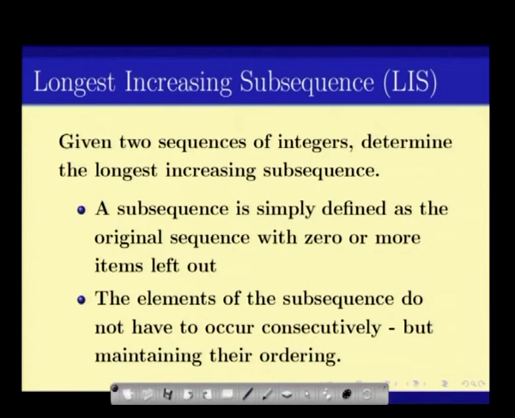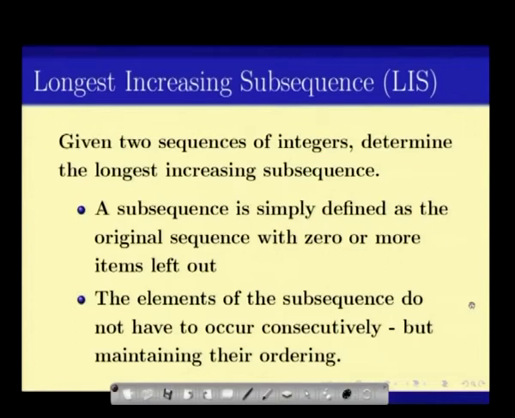The idea is that given a sequence of integers, we want to determine the longest increasing subsequence. A subsequence is simply a set of elements in the sequence. That is, we take the original sequence, we can drop some of the symbols there, and whatever we are left with is a subsequence. If a particular symbol picked up is smaller than all the other symbols picked up after it, then it is called an increasing subsequence. So, we want to look at a longest increasing subsequence.